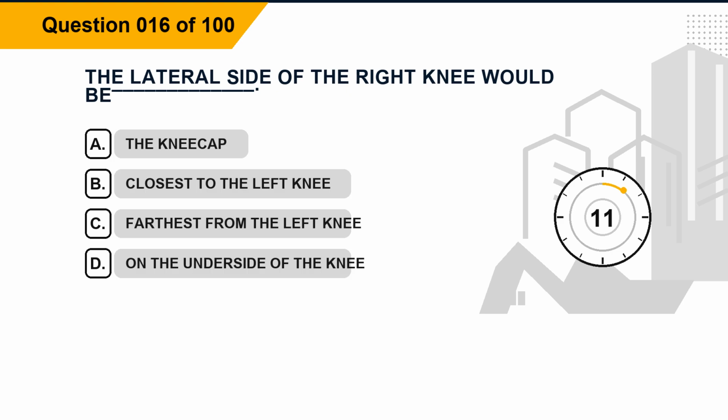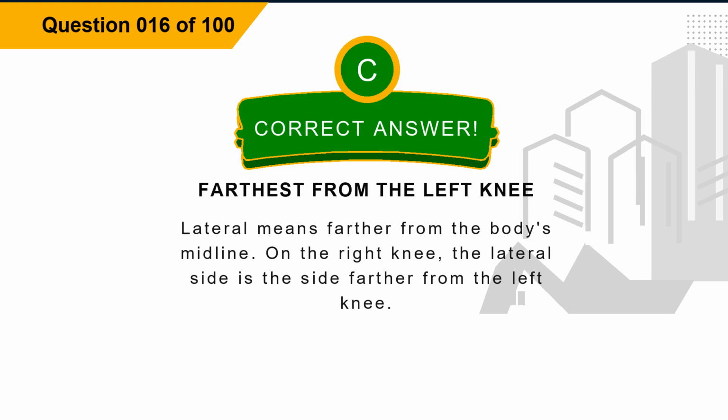Question 16. The lateral side of the right knee would be blank. Option A, the kneecap. Option B, closest to the left knee. Option C, farthest from the left knee. Option D, on the underside of the knee. The correct answer is option C, farthest from the left knee. Explanation: lateral means farther from the body's midline. On the right knee, the lateral side is the side farther from the left knee.